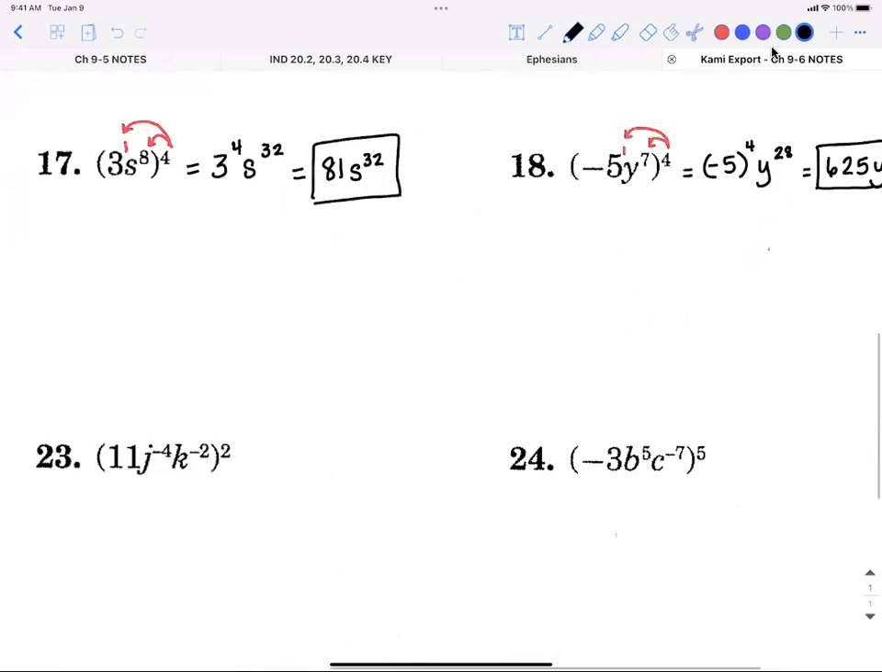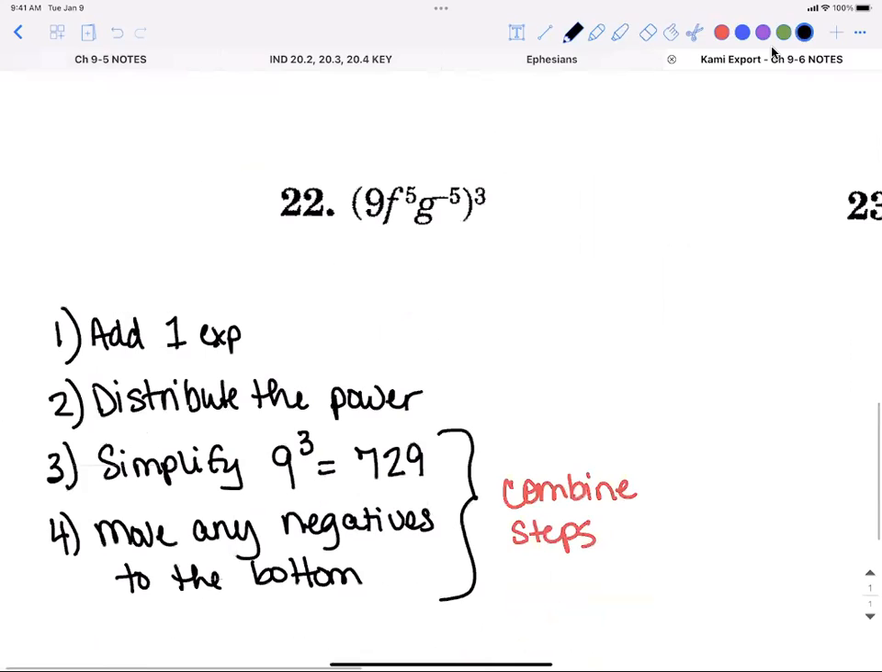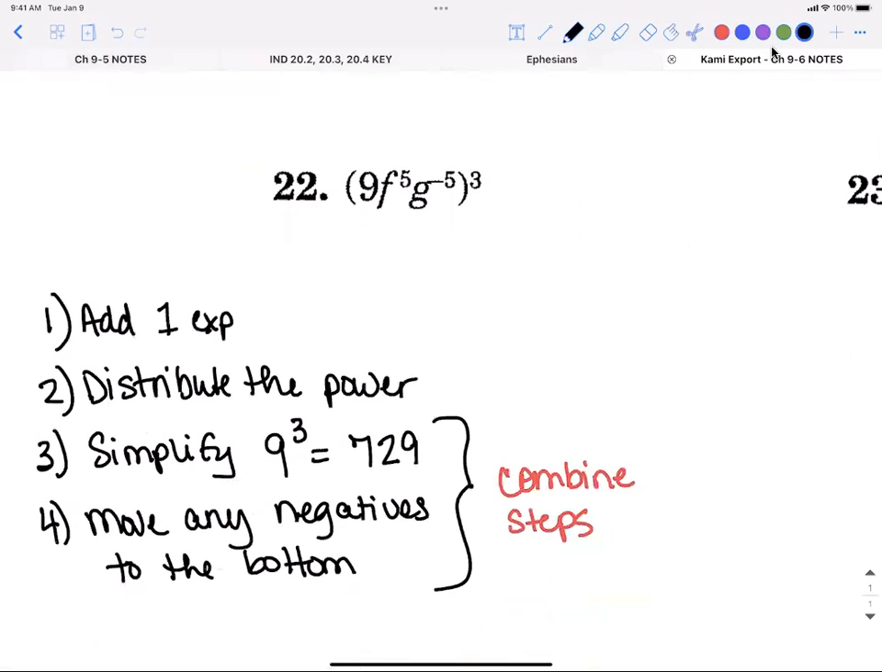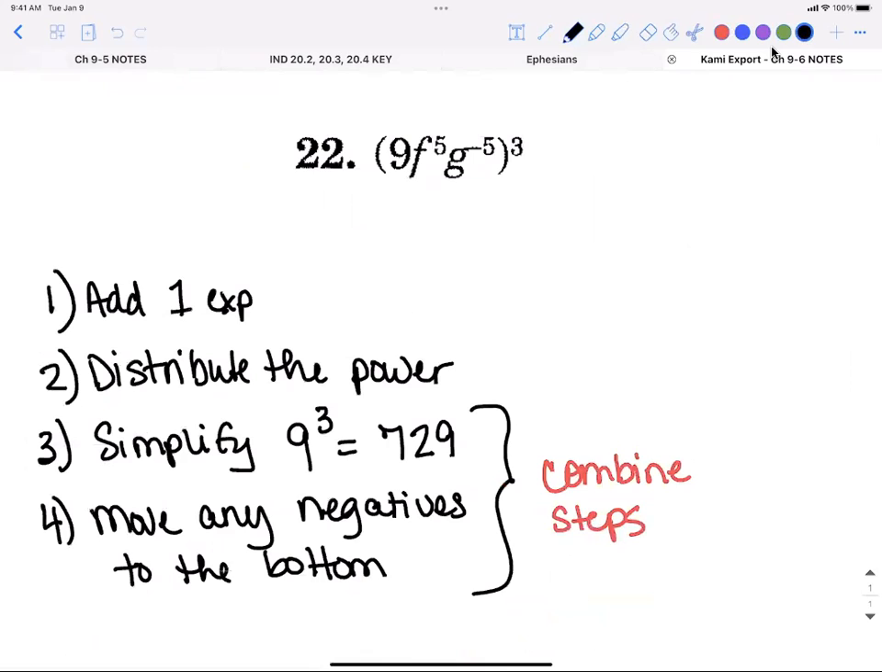All right. So now we're going to jump into a little bit, it's not a harder problem, it's just going to take an extra minute, okay? So I want you to write down these steps. And the first one is the same as that one above. We're going to add one exponent if needed.